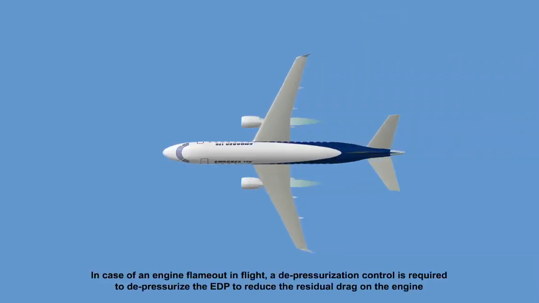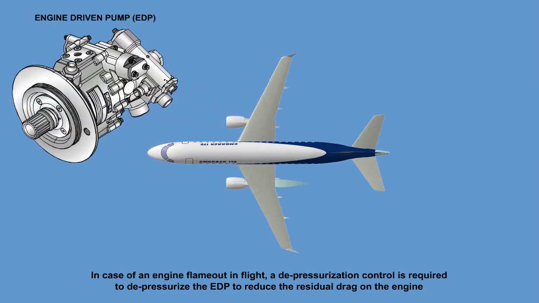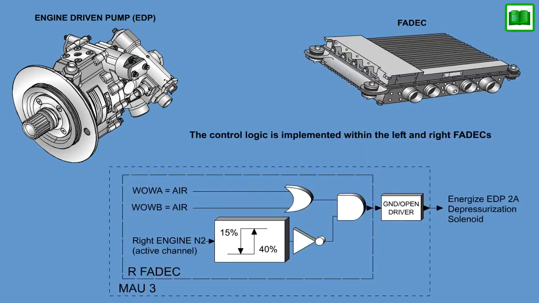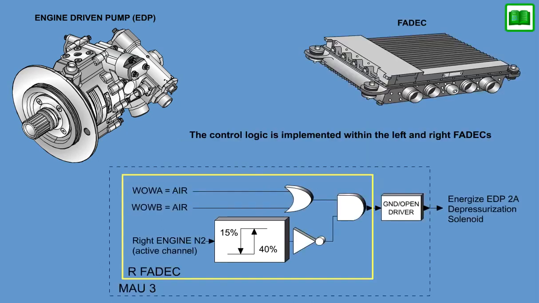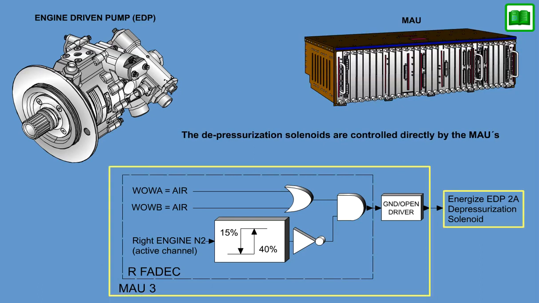In case of an engine flameout in flight, a depressurization control is required to depressurize the EDP, to reduce the residual drag on the engine, and to facilitate relighting of the relevant engine. The control logic is implemented within the left and right FADECs, and the depressurization solenoids are controlled directly by the MAUs.